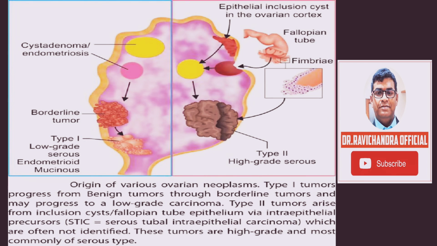Ovarian neoplasms. Type 1 progresses from benign tumors through borderline tumors and may progress to a low-grade carcinoma, whereas type 2 tumors arise from inclusion cysts or fallopian tube epithelium via intraepithelial precursors, serous tubal intraepithelial carcinoma, which are often not identified, and these tumors are very high-grade serous type.